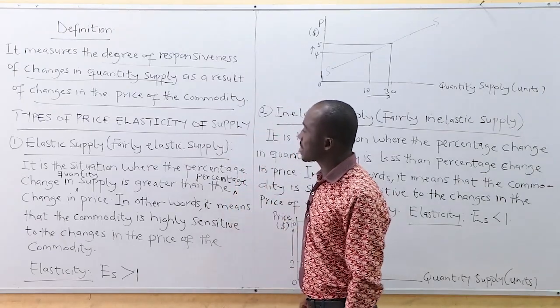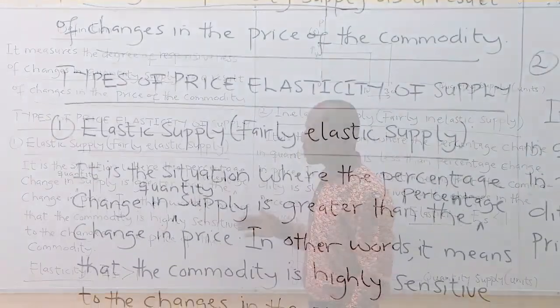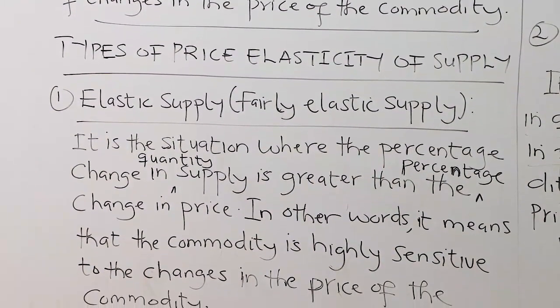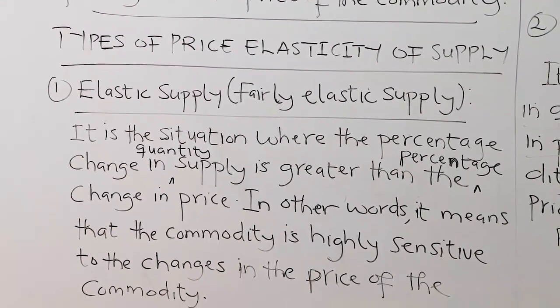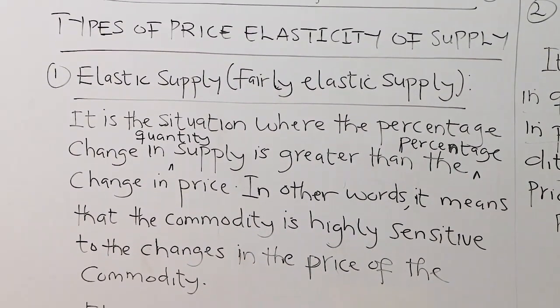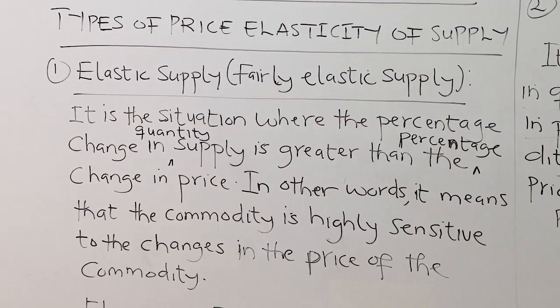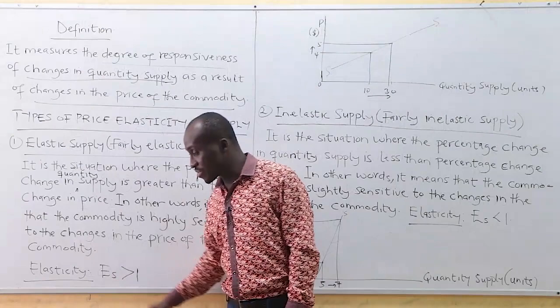Look at types of price elasticity of supply. First, we have elastic supply, or fairly elastic supply. It is the situation where the percentage change in quantity supplied is greater than the percentage change in price. In other words, it means that the commodity is highly sensitive to changes in price, and therefore the elasticity is greater than 1.